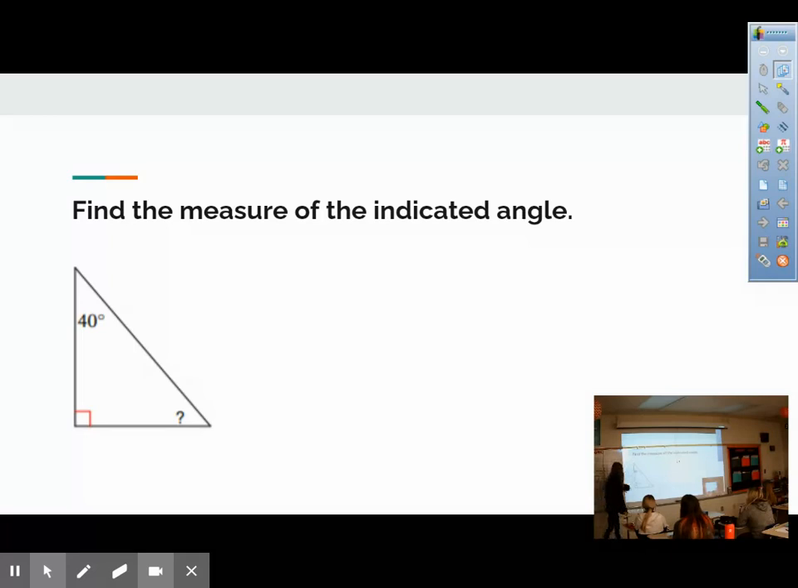So I know that's a 90-degree angle, so I did 40 plus 90 is 130, and 130 minus 180 is 50. Thank you. Perfect. Yeah, so you should have gotten 50 degrees for that one.